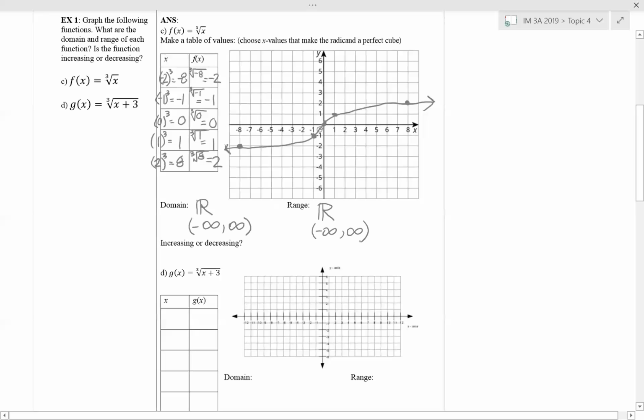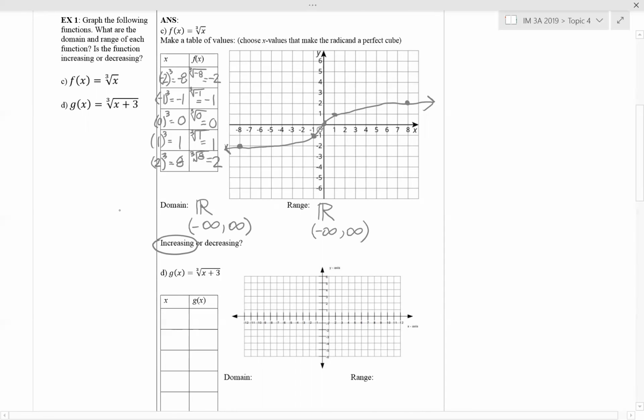So I can plug anything into a cube root and get an answer, which is why my domain isn't restricted, versus when we plugged into a square root, we couldn't plug in a negative, so our domain had to have a restriction in order to get a real value. If we look at this function, remember that we're looking at the y's. So as our x values get larger, so do the y values. So this function is also increasing.